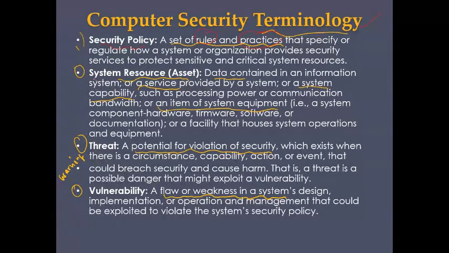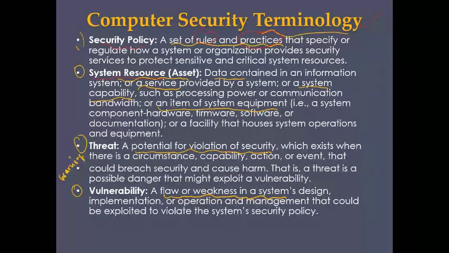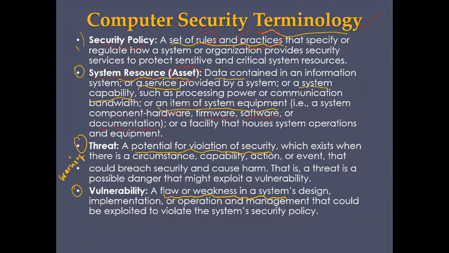Next, system resources, which are also sometimes known as assets. Assets can be of any type: hardware, software, firmware, documentation, or data, anything within the network system. So it is data contained in an information system, or a service provided by a system, or a system capability such as processing power or communication bandwidth.